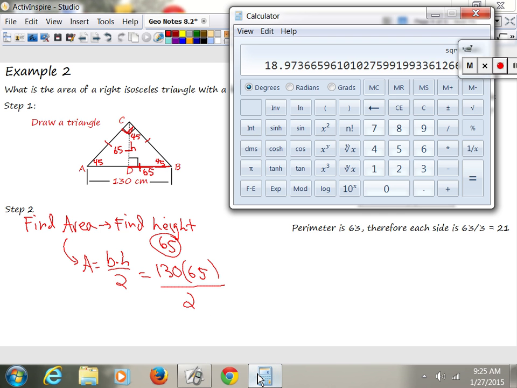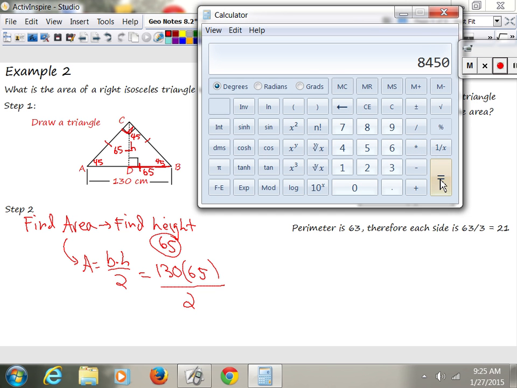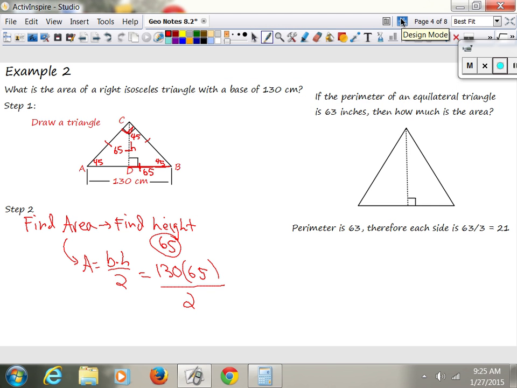So you get your calculator out. 130 times 65. And then divide it by 2. 8450 and then 4225. So you're going to get 8450 over 2 and 4225 would be your square centimeters. That's the area of the entire right isosceles triangle. Would be 4,225 square centimeters.